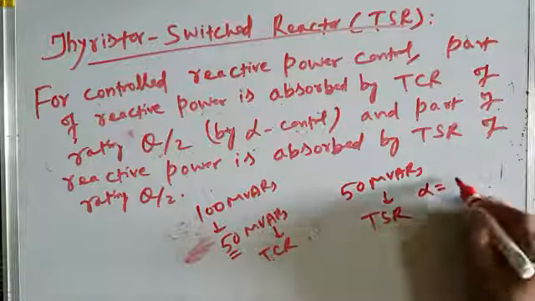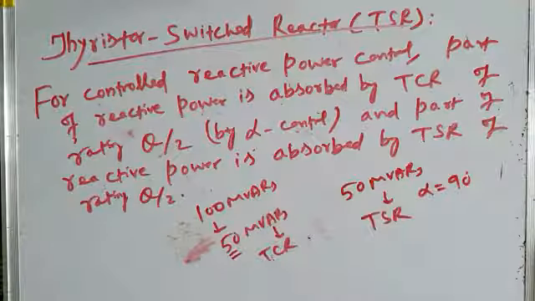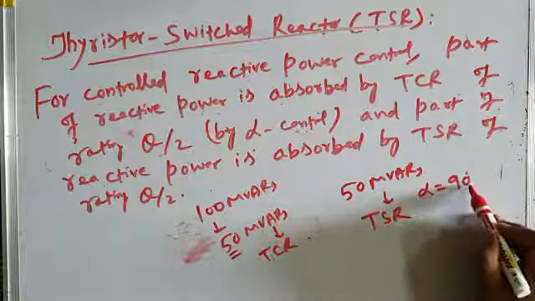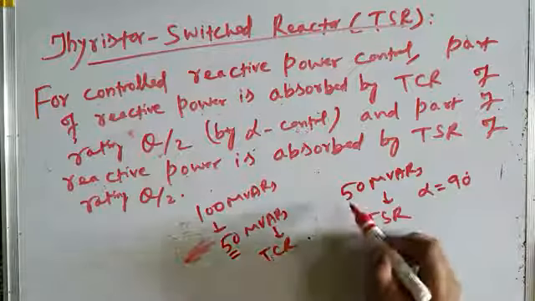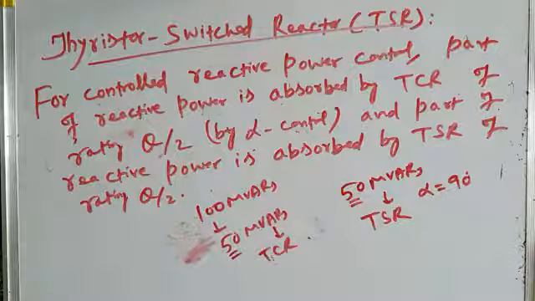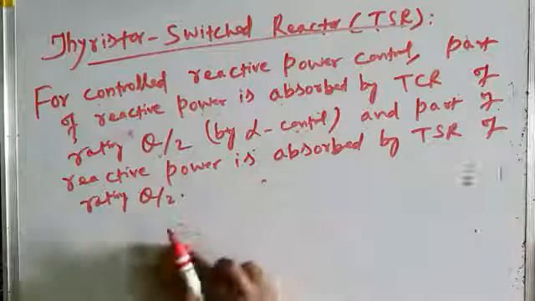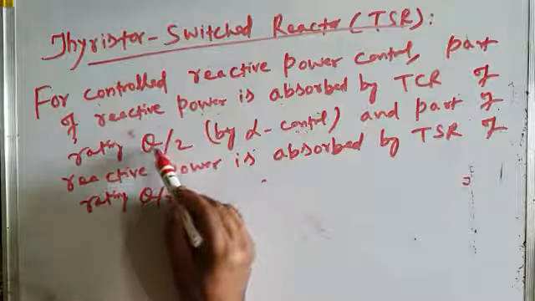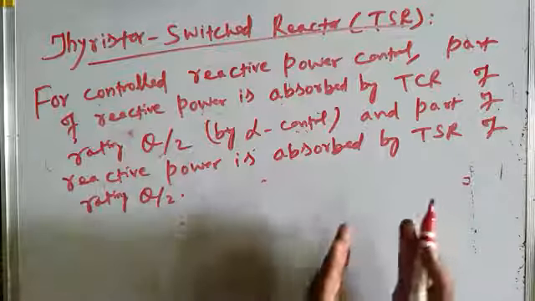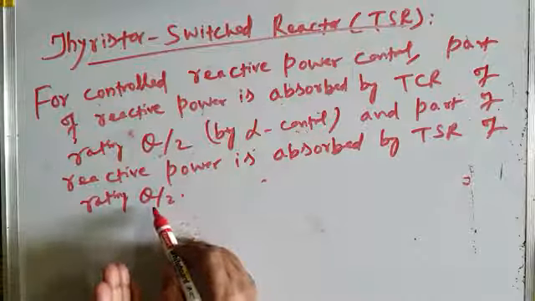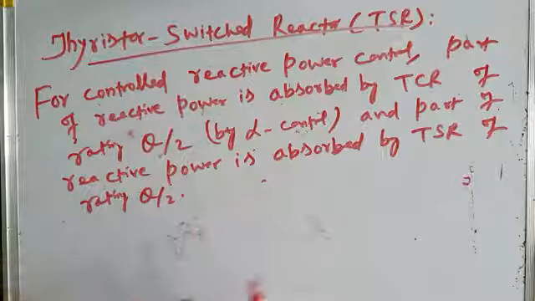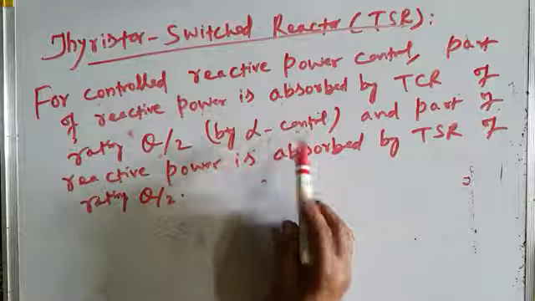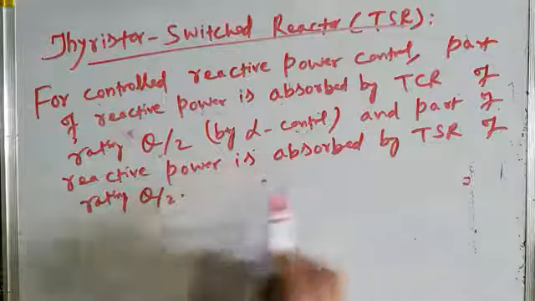There delay angle is maintained at 90 degrees. So it is designed in such a way that when it is fully on at alpha equal to 90 degrees, it absorbs a reactive power of 50 MVAr. Okay, so therefore we have, for example, one TCR of power rating Q by 2, and in parallel we have a TSR whose power rating is also Q by 2, and part of reactive power is absorbed by TCR by alpha control, and rest of the reactive power is absorbed by TSR.